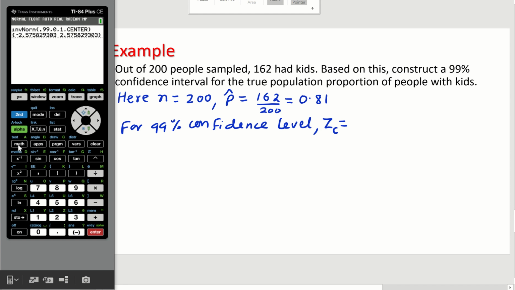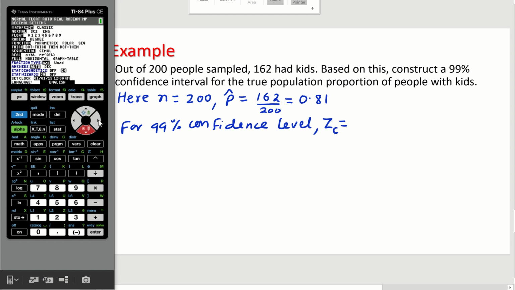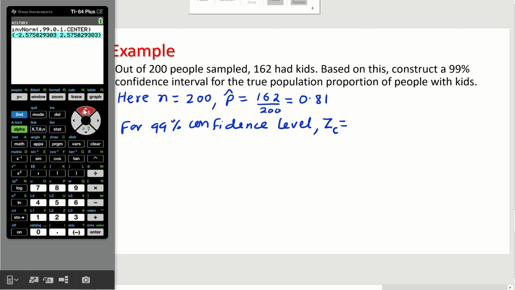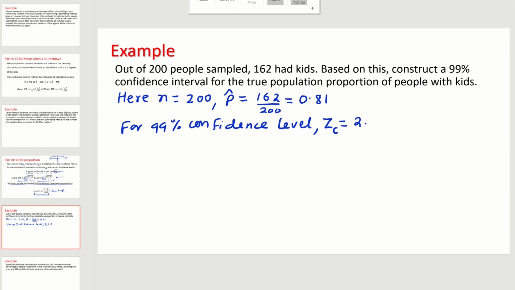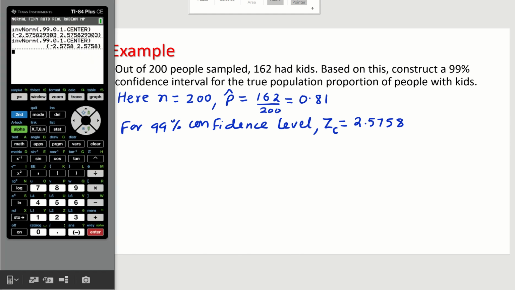You can just write the positive value. You can even round this to whatever number of decimal you want. For example, if I want to round it to 4 decimal places, I can select 4 here, so that this calculator will round everything up to 4 decimal places. Let me recopy that and enter so that I get up to 4 decimal places. Okay, it is 2.5758.